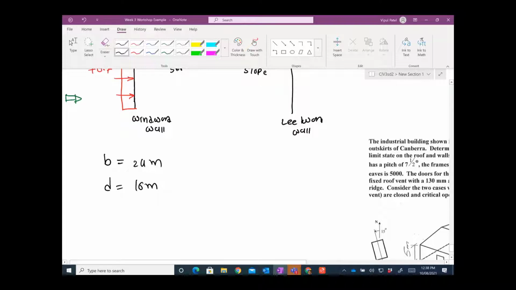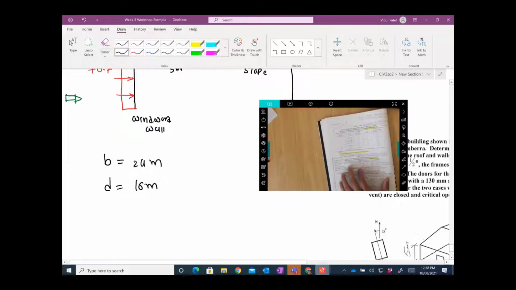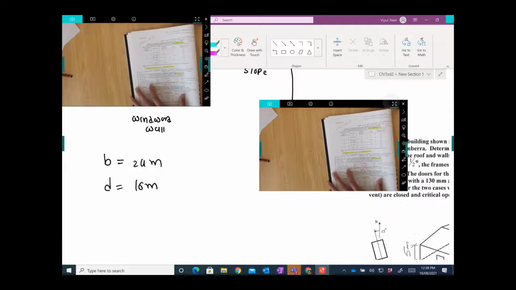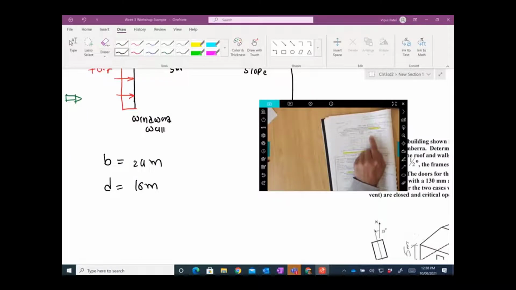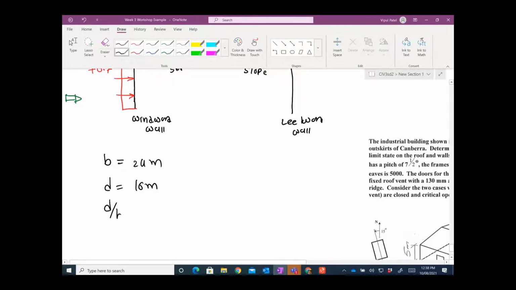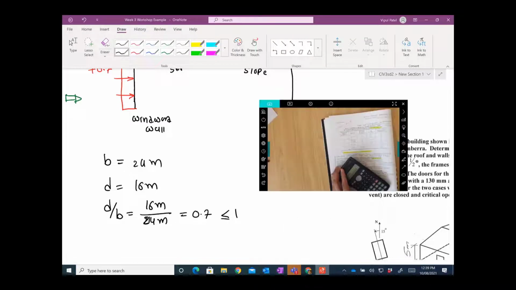So what we need to do is take the ratio. We will take the ratio D on B. Okay, let's take the ratio D on B equal to 16 meters over 24 meters. So 16 on 24, you get 0.7. So 0.7 is less than 1 on the table.